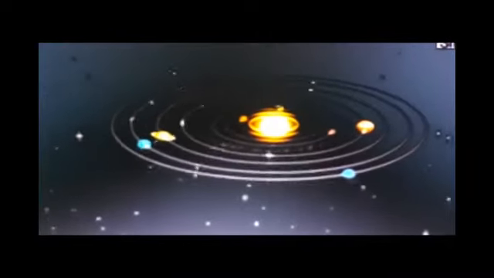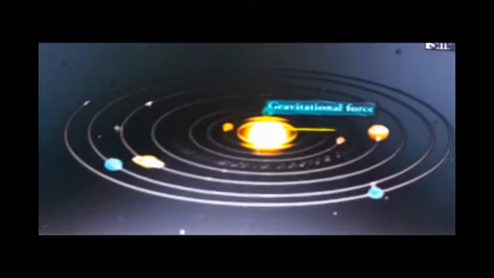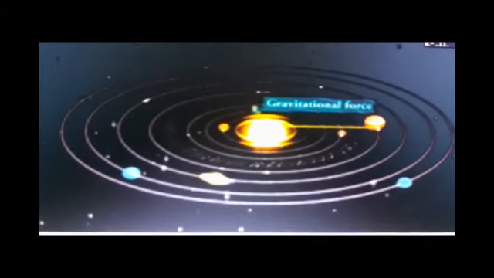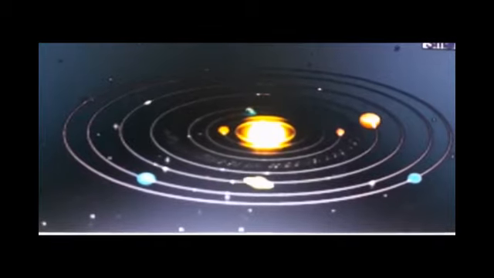Now we see other examples of centripetal force. If we move a ball tied with a string in a circular path, then the necessary centripetal force is provided by the tension in the string. Another example is the planets revolving around the sun in a circular path. Here the necessary centripetal force is provided by the gravitational force between the planet and the sun.